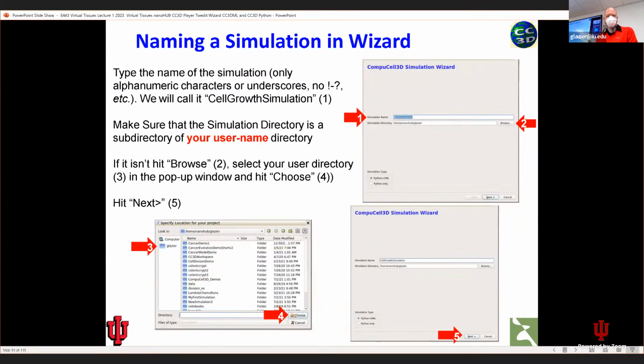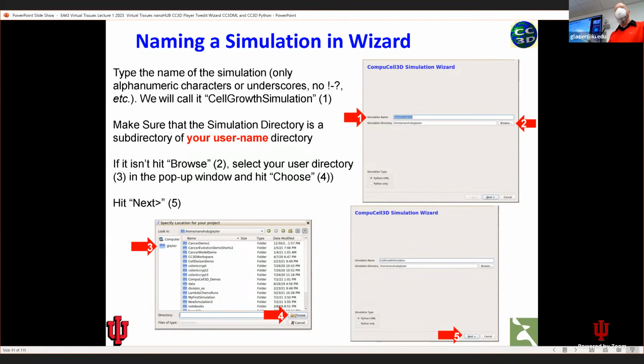And that's just going over it again. If you are on nanoHUB, you may want to explicitly remind it that it needs to put the file into your user directory. So you may want to hit browse and make sure your simulation directory is home/nanoHUB/your name. Because if you try to write to the root directory on nanoHUB, you don't have rights to it. Everybody got that?